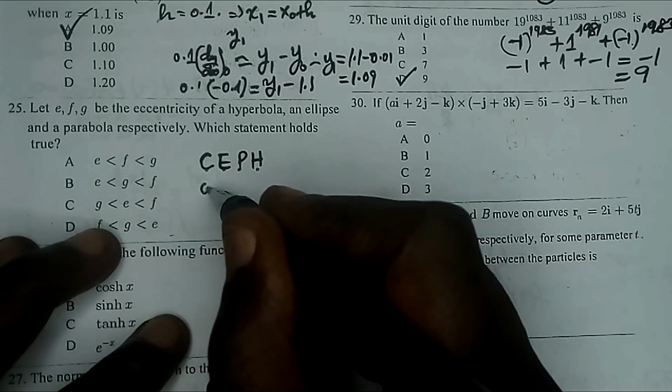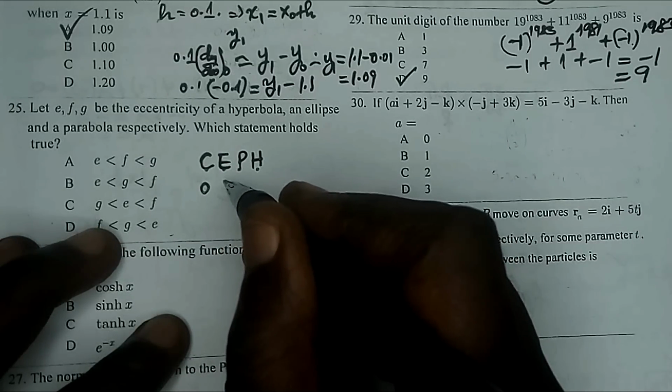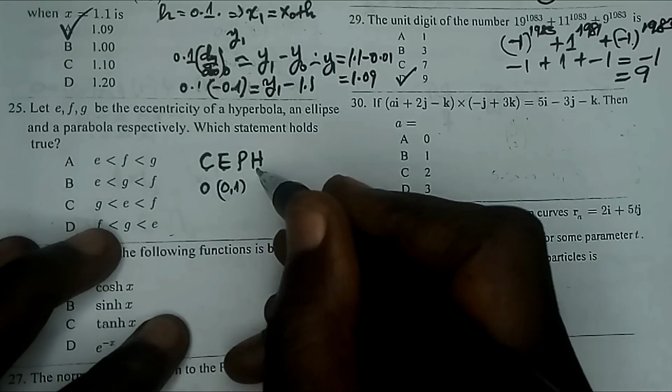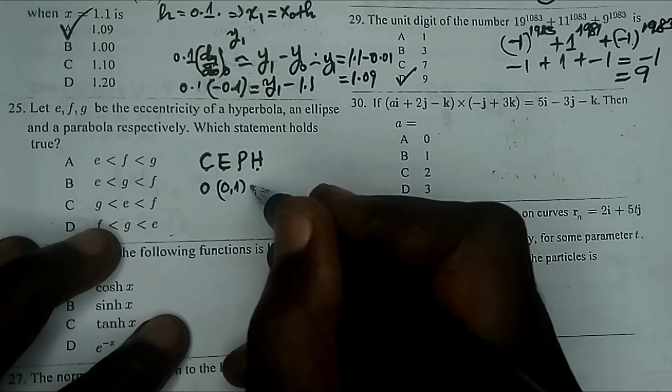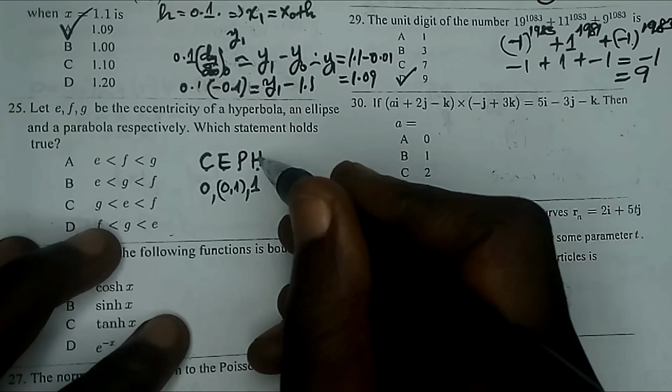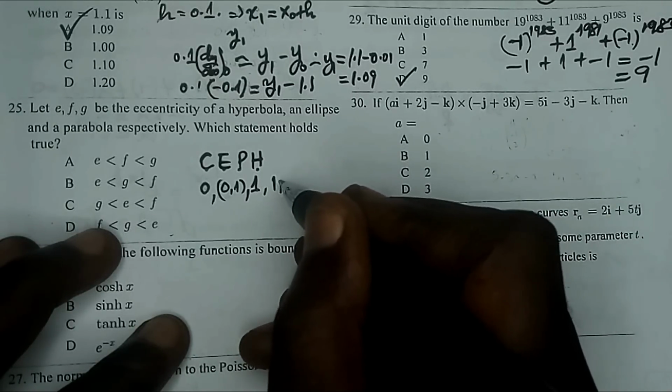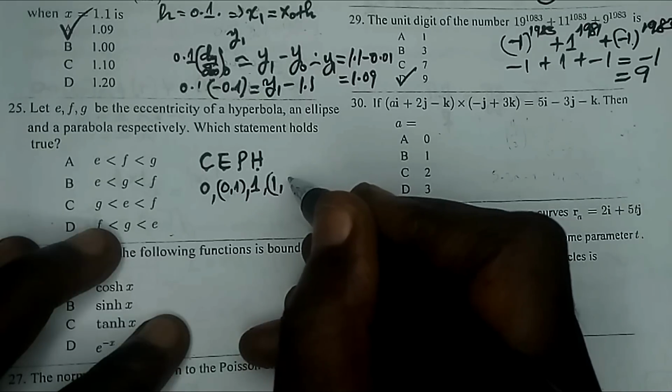So the one for a circle is 0. The one for an ellipse lies between 0 and 1. And the one for a parabola is 1. And then the one for hyperbola is greater than 1. So we have that.